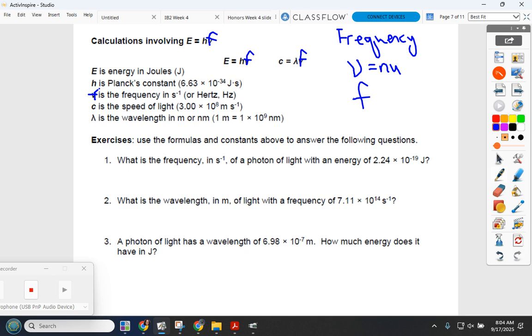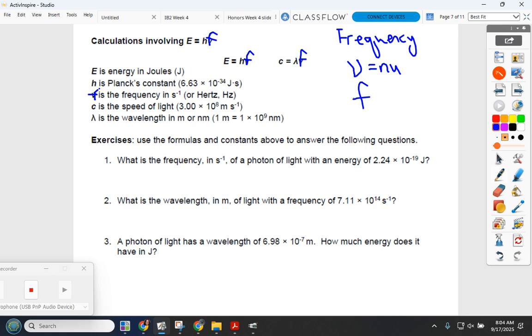If you don't have it right now, that's okay. You don't have to pull it out because it's here for you in your packet. One of them is the equation for energy in terms of wavelength, or in terms of frequency of a wave. So we're talking about energy in terms of electromagnetic waves.